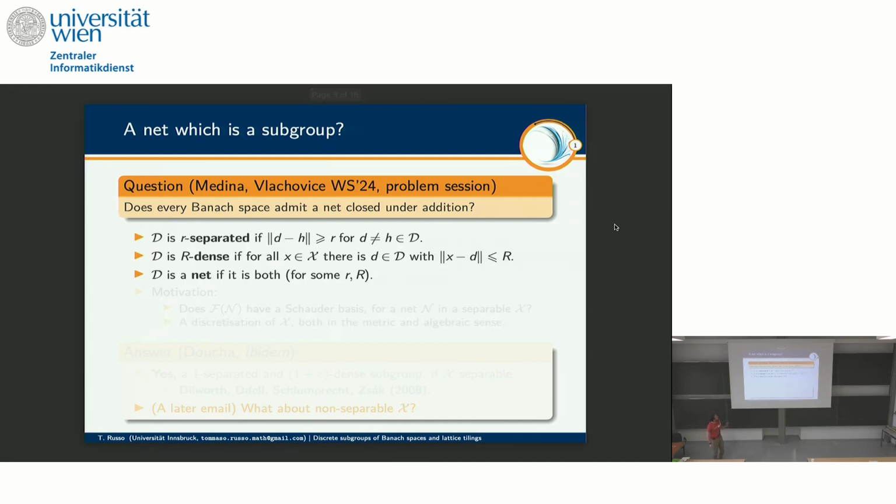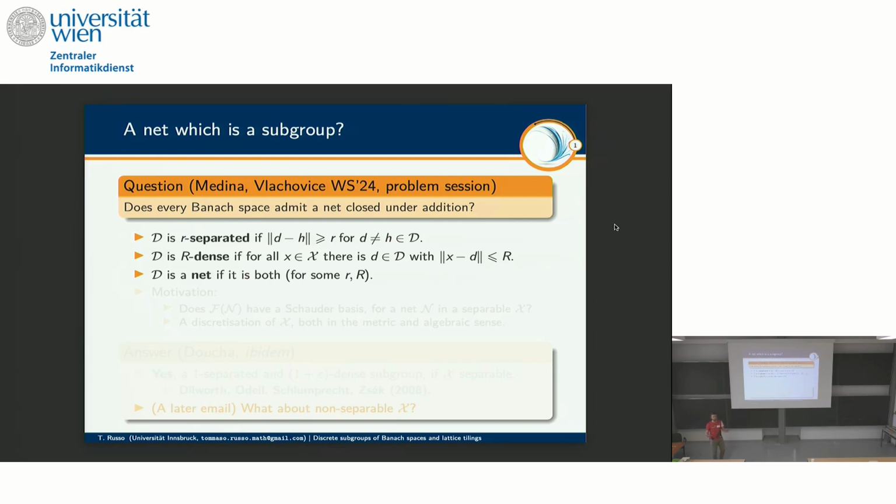Just to be on the safe side, what is a net? Well, first I have to define what is an R-separated set, which is R-separated: the distances are at least R, not a big surprise. R-dense means that for every point in your space, there is one of the elements in your discretization set D which is close enough. And a net is both of them together.